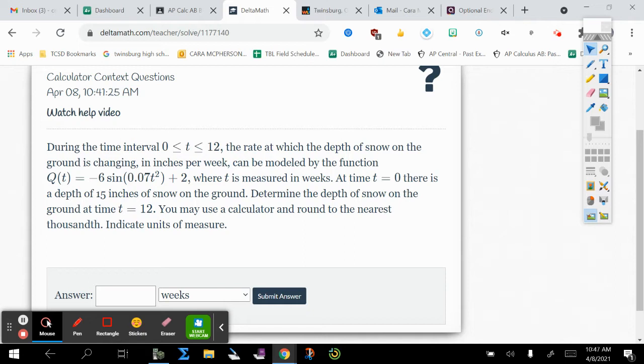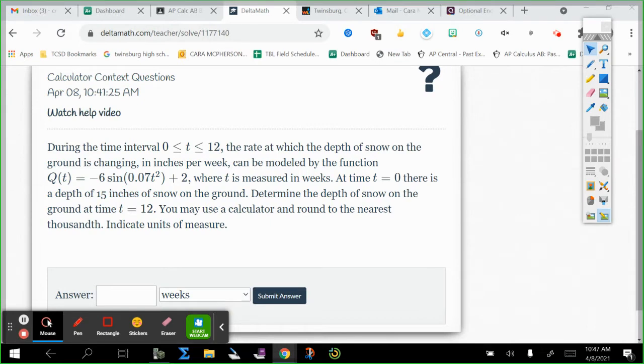And this reminds you that you are going to need a calculator and you are going to get answers that are decimal. We're going to round 3 places. So we need to grab our calculator. Actually, first I'm going to write down a setup for this, and then I'm going to grab my calculator. So if we integrate this Q function, which I'm just going to generically write Q of t, from 0 to 12, it's going to give me the total amount of snow accumulation over that 12-week interval.